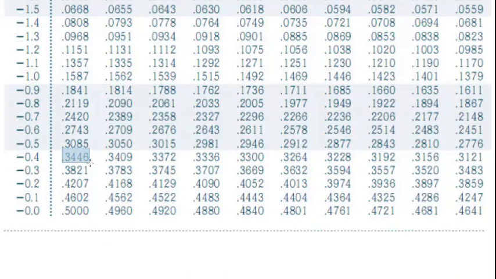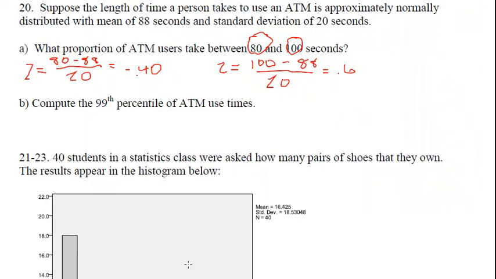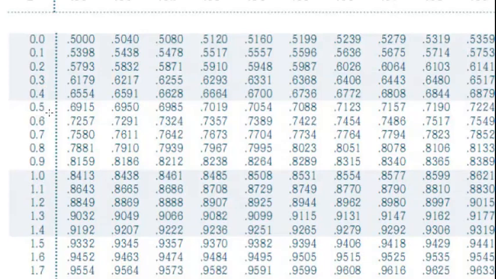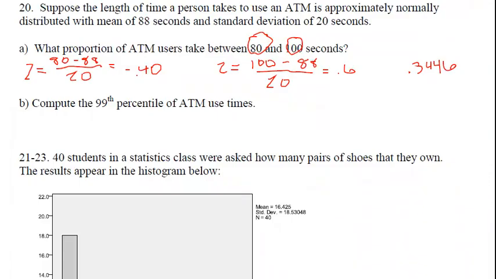That would be 0.3446. I'll go ahead and write that down. And then I need to look up a z-score of 0.60. That would be for the value of 100. So I go to 0.60, and that's going to be 0.7257. So that's my larger z-score.